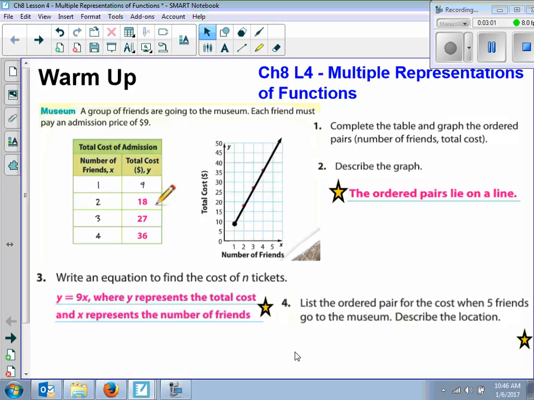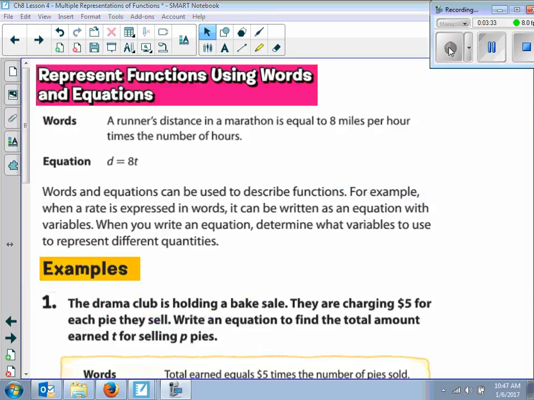So, we want to list the ordered pair for the cost when 5 friends go to the museum. So, if our equation is y is equal to 9 times x, if 5 friends go, how much is it going to cost total? $45. So, our ordered pair would be what? 5 comma 45. Very good. Is everybody clear? Awesome.